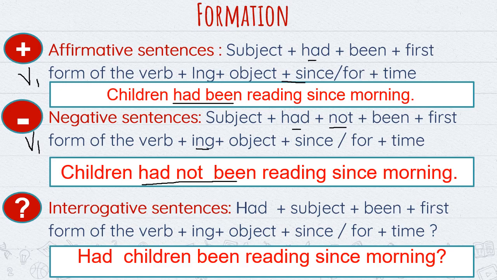Now, formation for interrogative sentences is had plus subject plus been plus first form of verb, or we can say V1 plus ing plus object plus since or for plus time, and at last question mark. For example, had children been reading since morning? Clear?